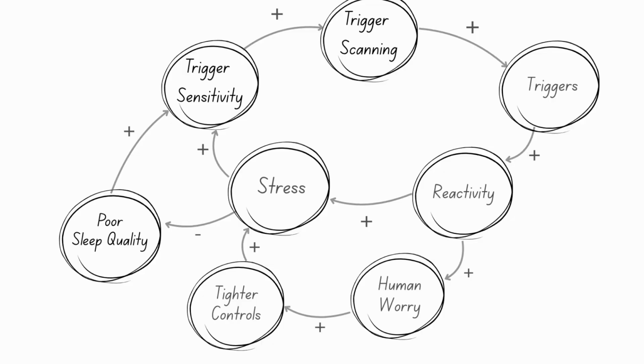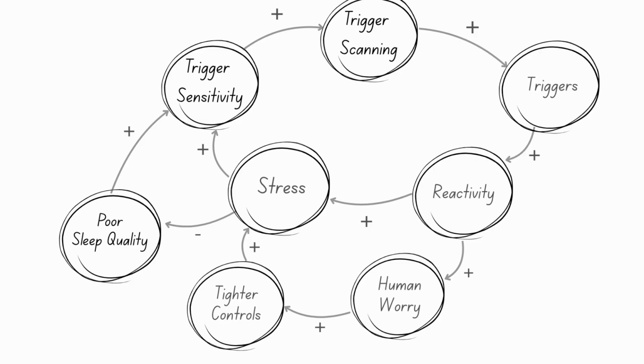Here's what else we can see now. Notice how this human loop connects to everything else. It links into stress variables, which connects to both the reactivity loop and the sleep loop. So when the human is worried and controlling, they're not just affecting that one moment of the walk. They're affecting the dog's sleep that night, their baseline stress the next day, their trigger sensitivity all week long.